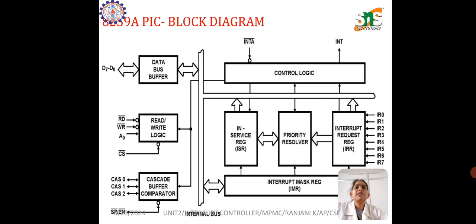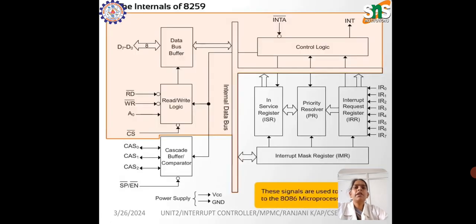Next is the slave program and enable buffer pin, which, when set to high, works in master mode, else in slave mode, in non-buffered mode. The slave program and enable pin is used to specify whether the 8259 works as a master, a slave, or a buffer. So this is the main block diagram of the 8259.